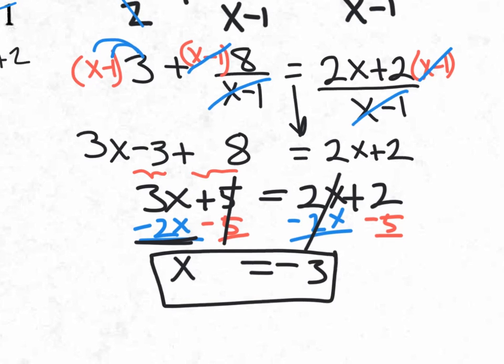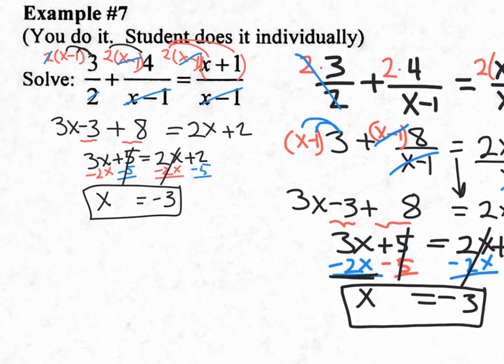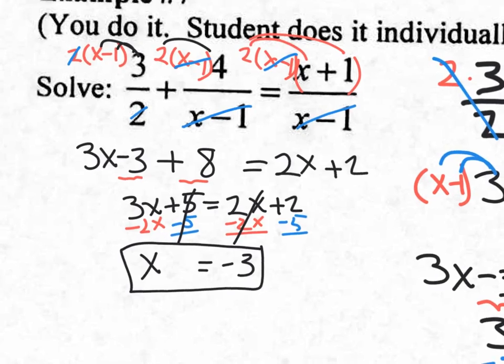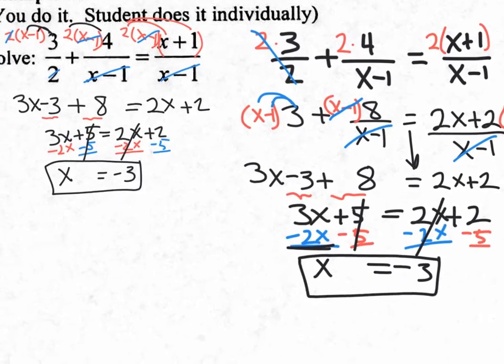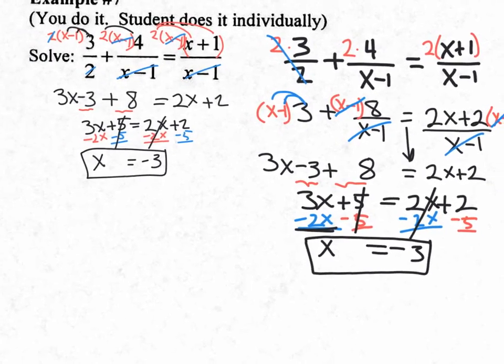So, ladies and gentlemen, you could either get rid of all fractions at once, like we did right here. We multiplied everything by the LCD. Or you could get rid of one fraction at a time, the way we did on the right side. As you can see, it looks like it's a little more work to get rid of one fraction at a time. It's quicker to get rid of all fractions at once by multiplying by the LCD.